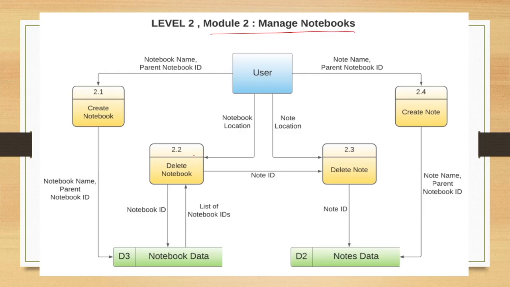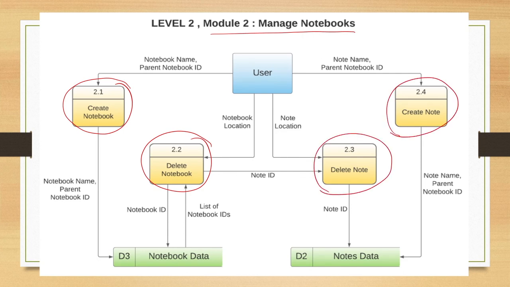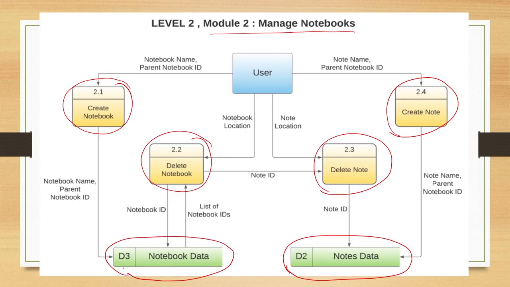It contains 4 processes: create notebook, delete notebook, delete note, and create note. It makes use of the data stores notes data and notebook data, which we have seen at level 1, and also it uses external entity as before, and shows all data flow along with direction and level between the processes, the data stores, as well as the external entities.